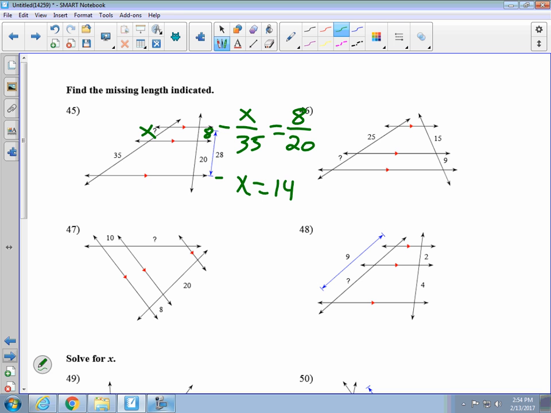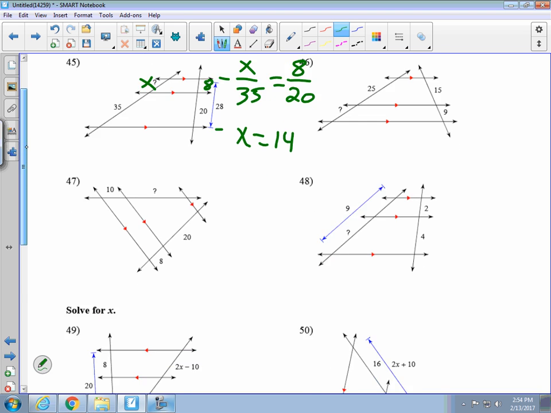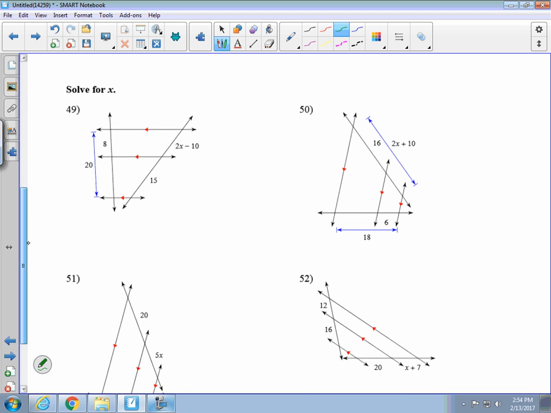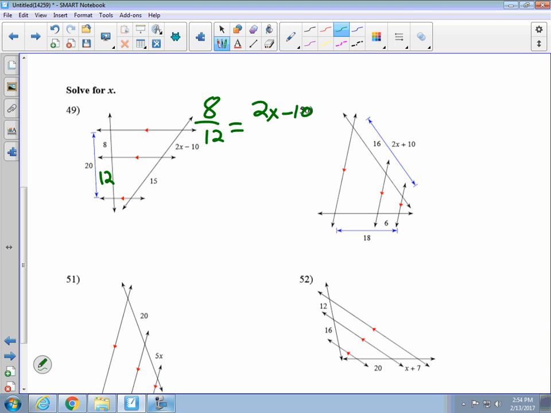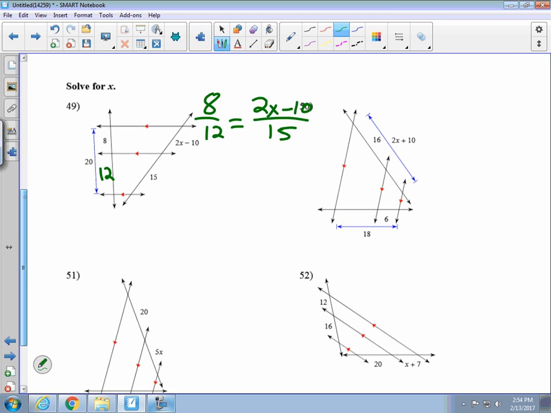And rounding out the fast finish here of some more solving for x, you're still going to have these segments. So you're going to have things like 8 over 12 is equal to 2x minus 10 all over 15, and cross multiply and solve just like that. And I'll let you finish that one.